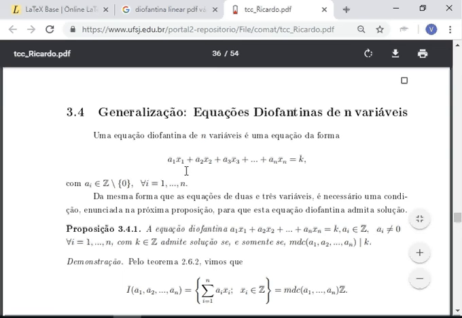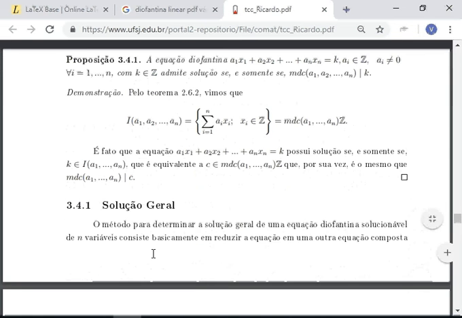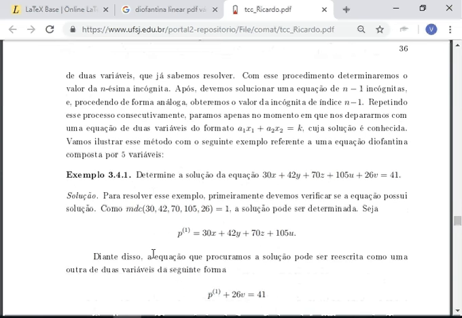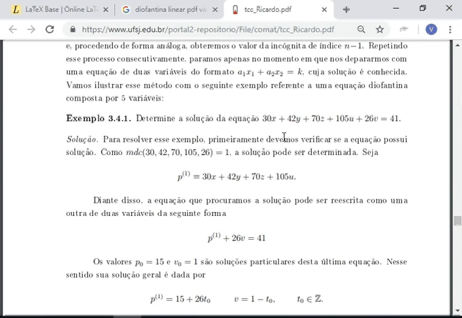A Diophantine equation of n variables is of the form a1x1 + ... + anxn = k. General solution: determine the solution of the equation 30x + 42y + 70z + 105u + 26v = 41. That's what I'm gonna do.